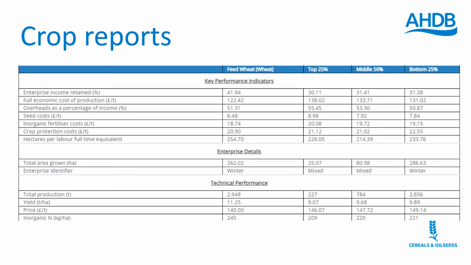Then, of course, the all-important output reports. You can look at your crop or your enterprise and compare it with the top, middle and bottom 25% across the country or even in your region. You can select what you want to compare it with.